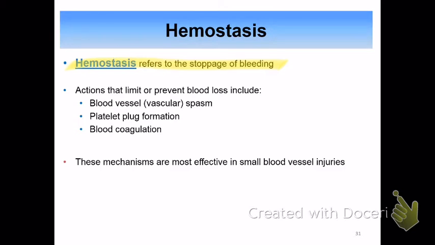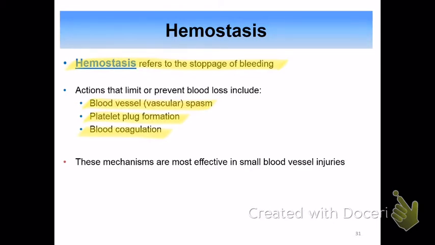Actions that limit or prevent blood loss include, so the blood vessels will start to flex, spasm, flex, relax. Okay, platelets, the platelets are going to plug up the bleeding area, so that's kind of like a cork in a wine bottle. They're going to plug it up. And then the blood is actually going to coagulate, and that word means to stick together.